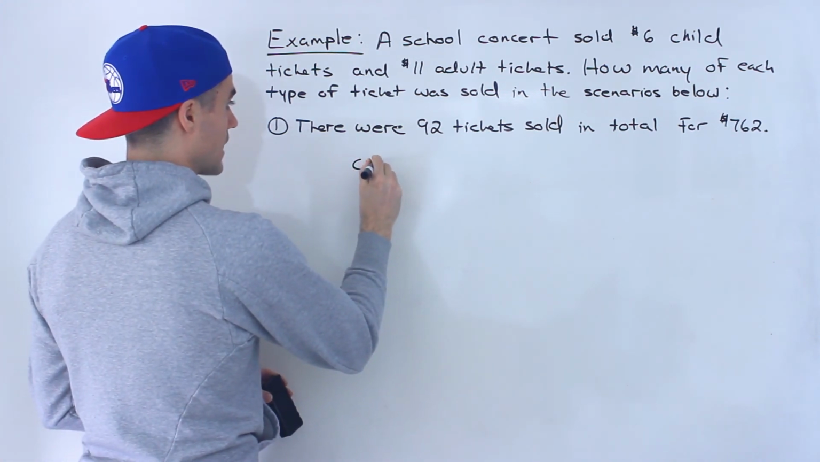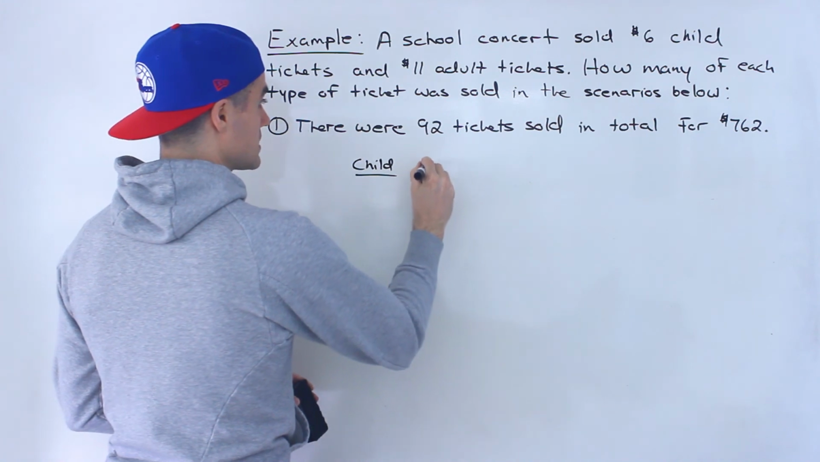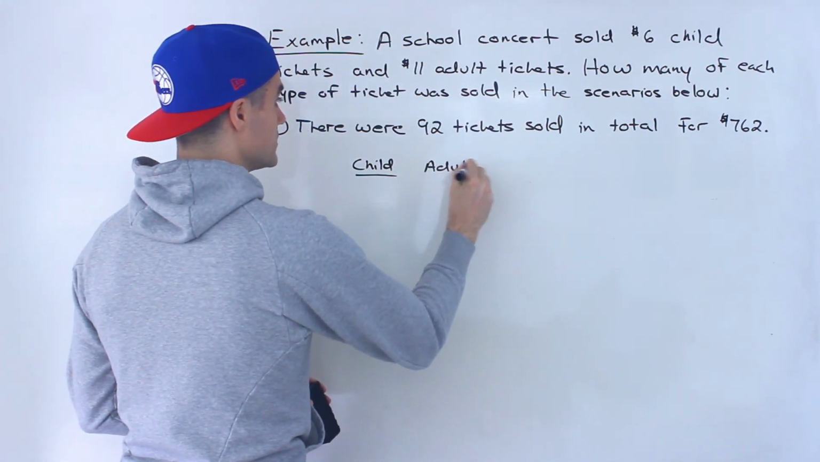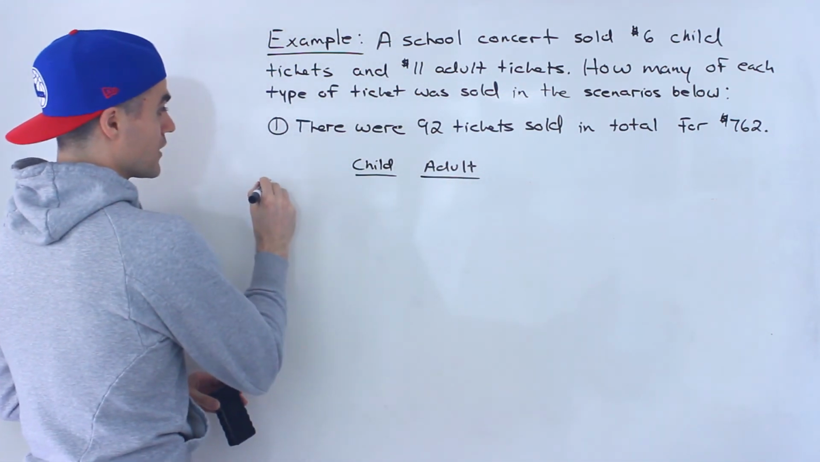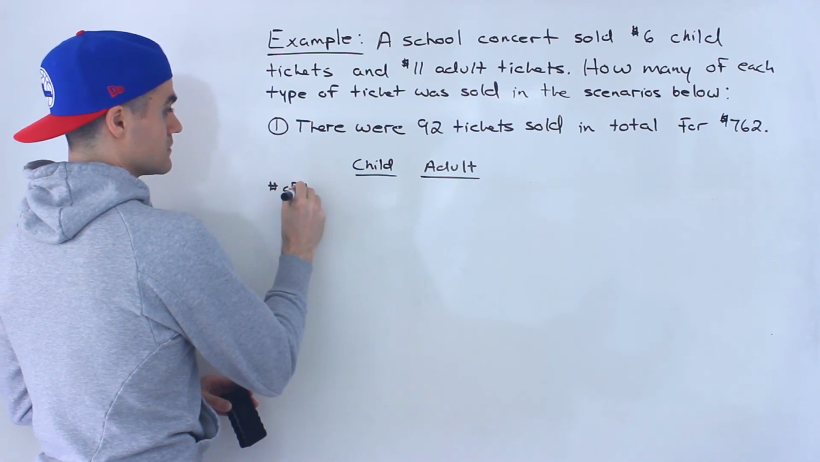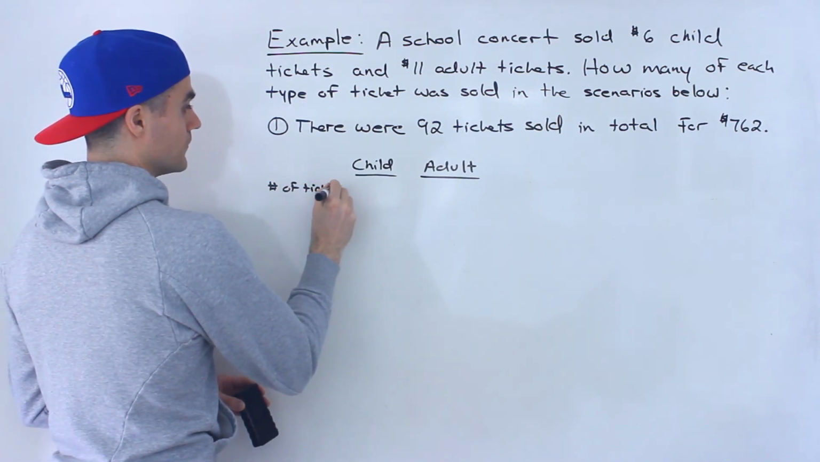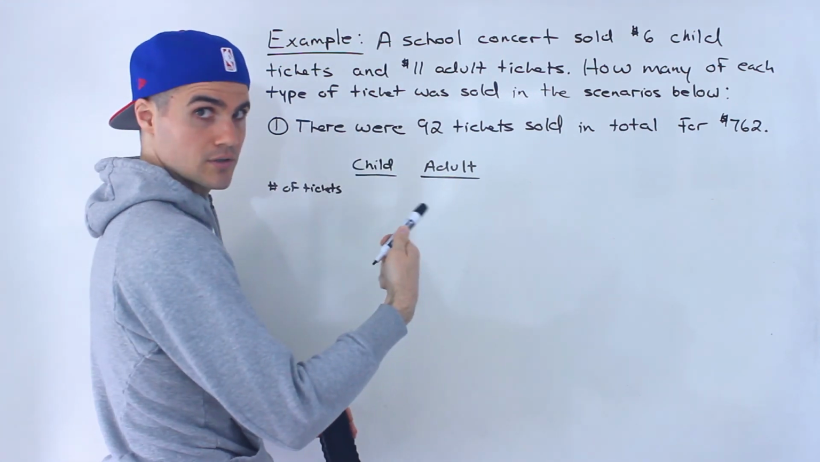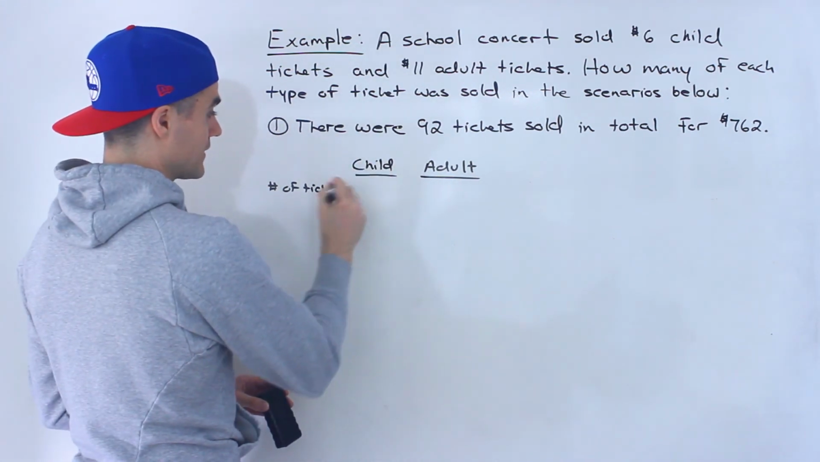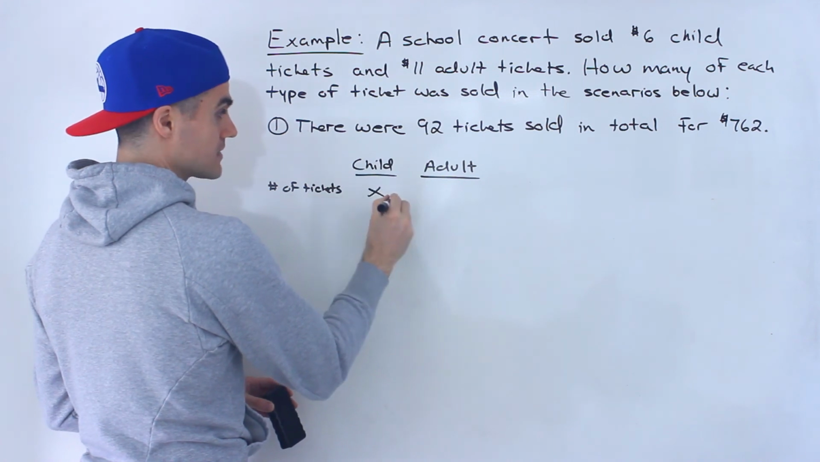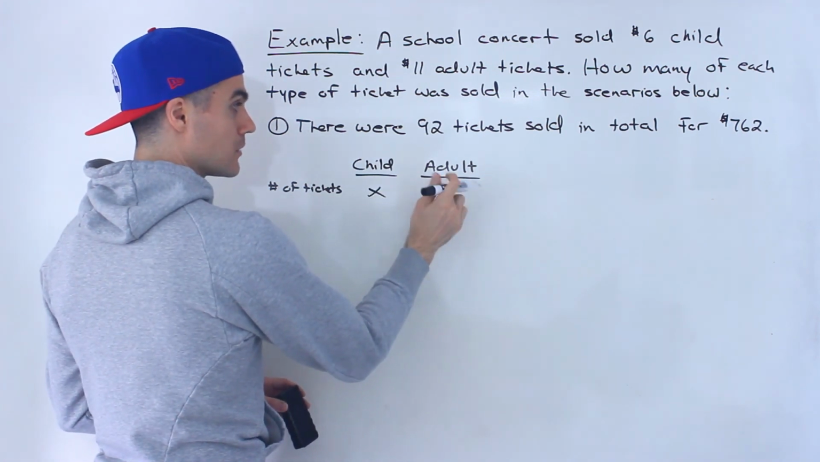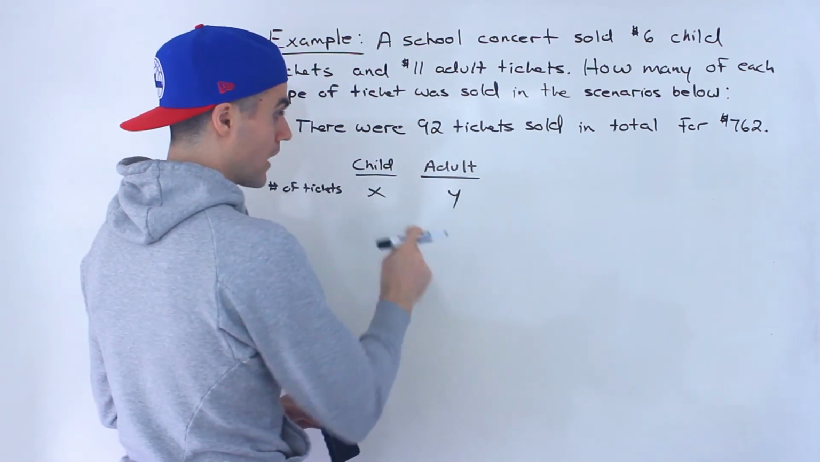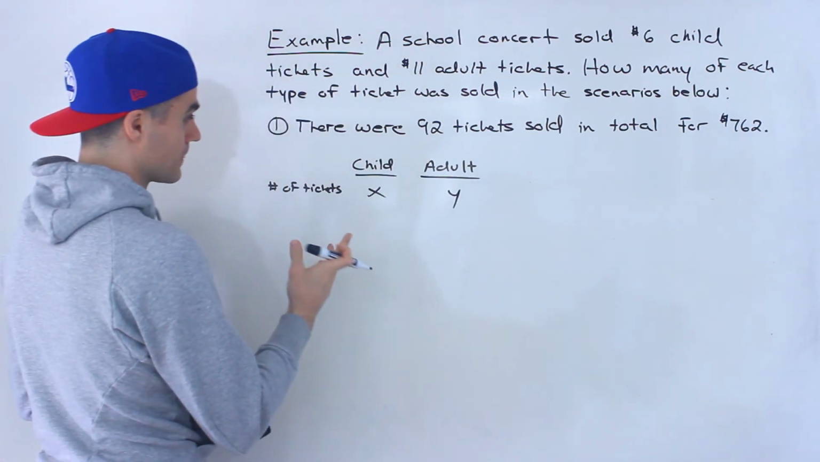So notice that we have child tickets and then adult tickets. So what we're going to do, we're solving for the number of tickets for each scenario. Right? How many of each type of ticket was sold in each of the scenarios? So I'm going to let the number of child tickets be X, and then I'm going to let the number of adult tickets be Y. Those are the variables we're going to solve for.